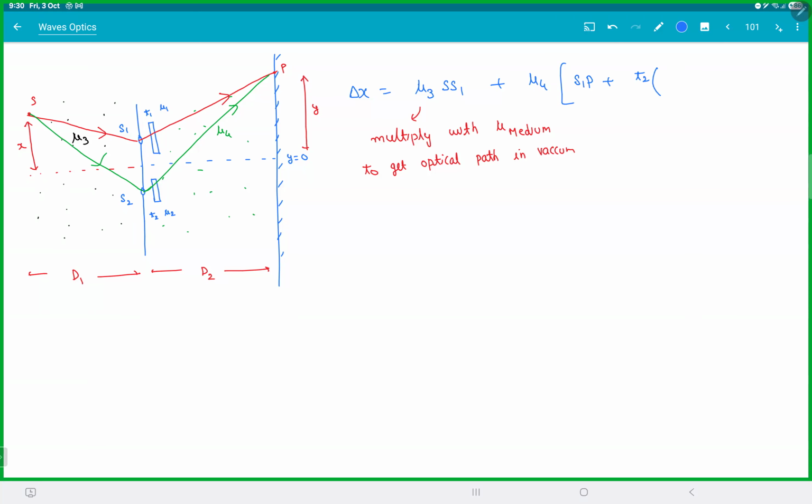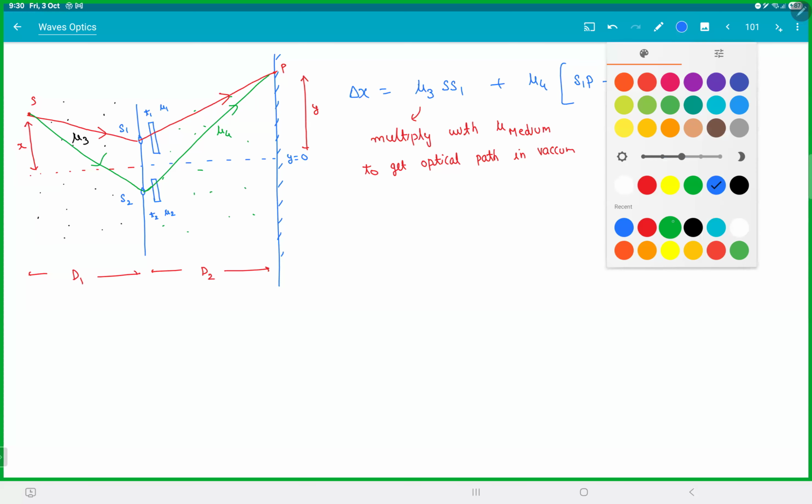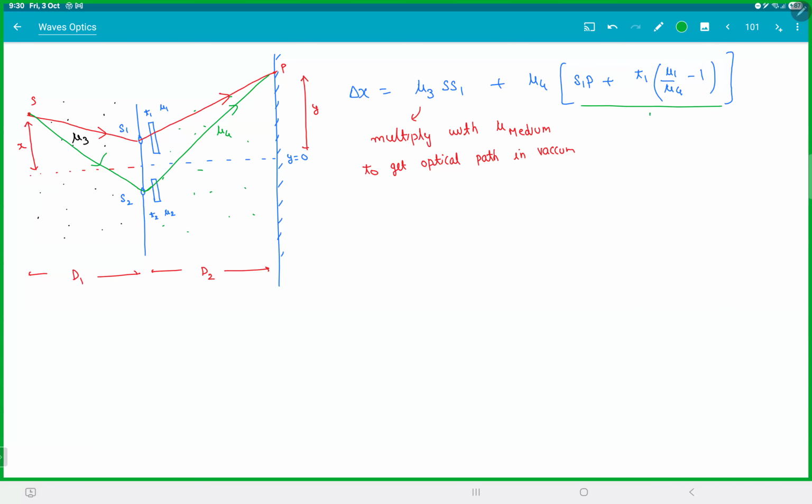T1 mu1 by mu4 minus 1. Is that making sense? So this term in the middle, this is the path difference in mu4 medium. By multiplying with mu4, you've converted it into vacuum. Is that making sense? You just multiply with that particular medium and you'll be done.